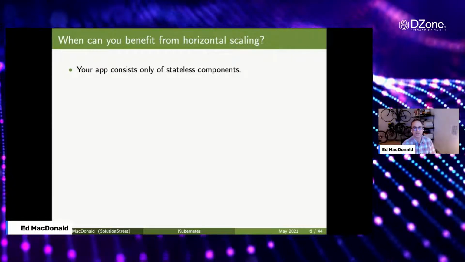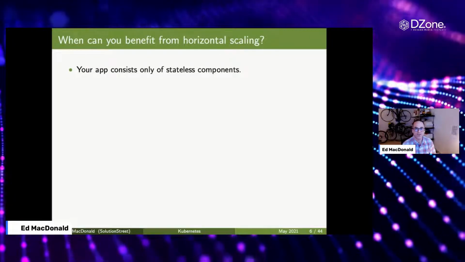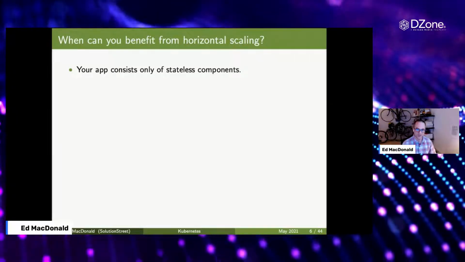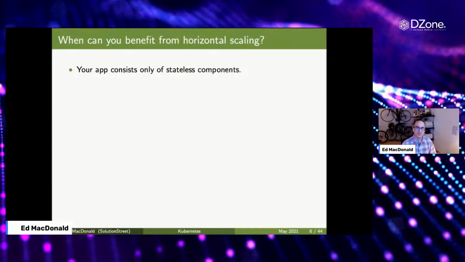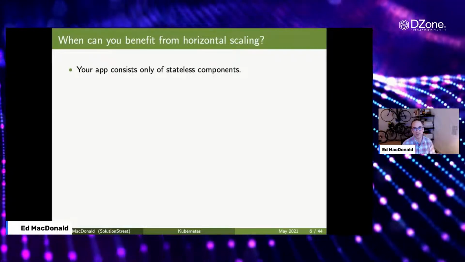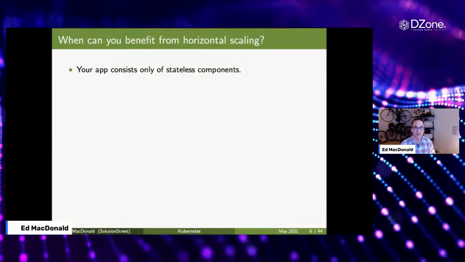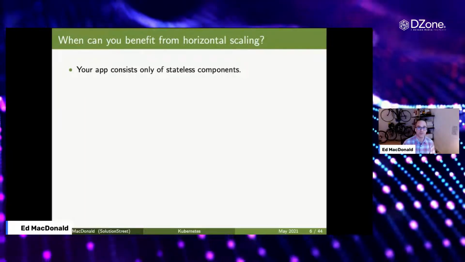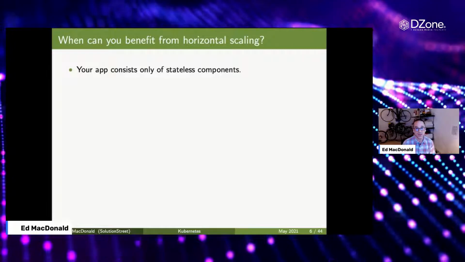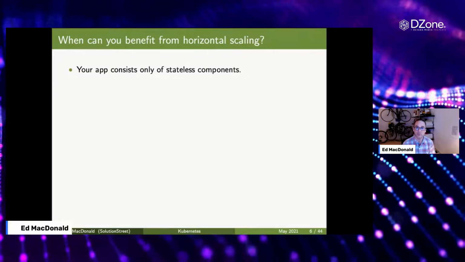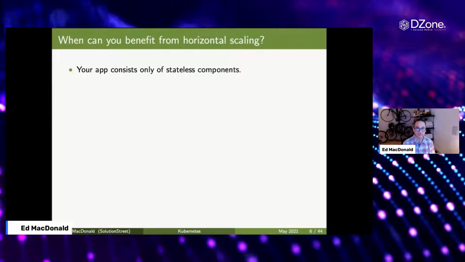So I mentioned horizontal scaling. We need to talk about when you can benefit from horizontal scaling. This slide is intended to help you evaluate whether it's worth it or not to move your existing legacy applications to Kubernetes. And then the big question you have to answer is, can your app benefit from horizontal scaling, or can you make some slight modifications so that it will benefit from horizontal scaling?